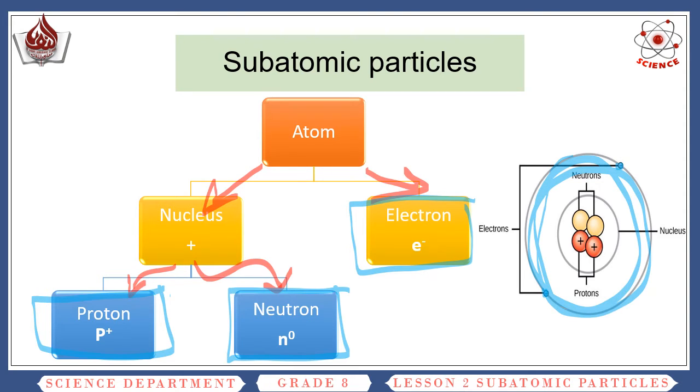And the nucleus consists of two types of particles. One is called neutrons, this one and this one. And the other two, those ones are called protons. So inside the nucleus we have two particles, neutrons and protons. And outside the nucleus, we have one type of particles called electrons. Those electrons are orbiting or spinning around the nucleus.